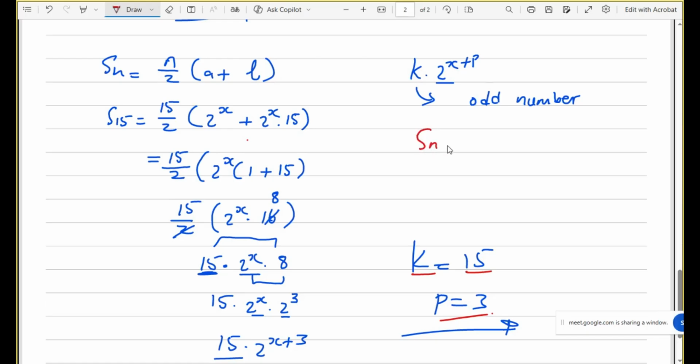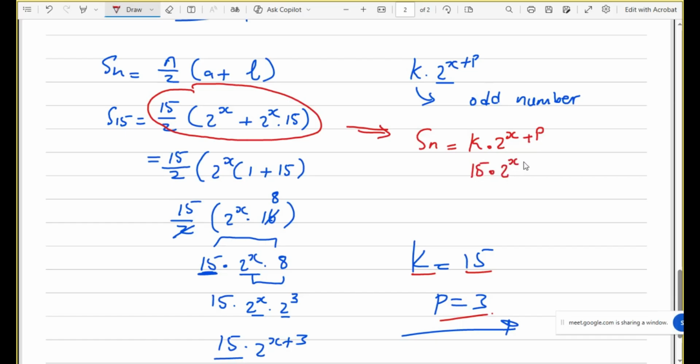They say the sum of those is k times 2 to the x plus p. We need to take this sum and write it in that form. And we definitely did that. We find that our answer is 15 times 2 to the x plus 3. So look at this. Where there's 15, there's k. Where there's p, there's 3. So k is 15, p is 3. Are you happy with that?